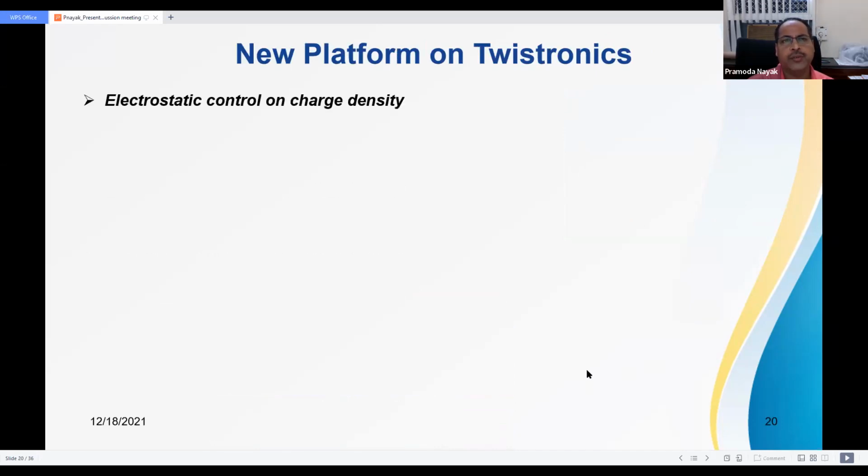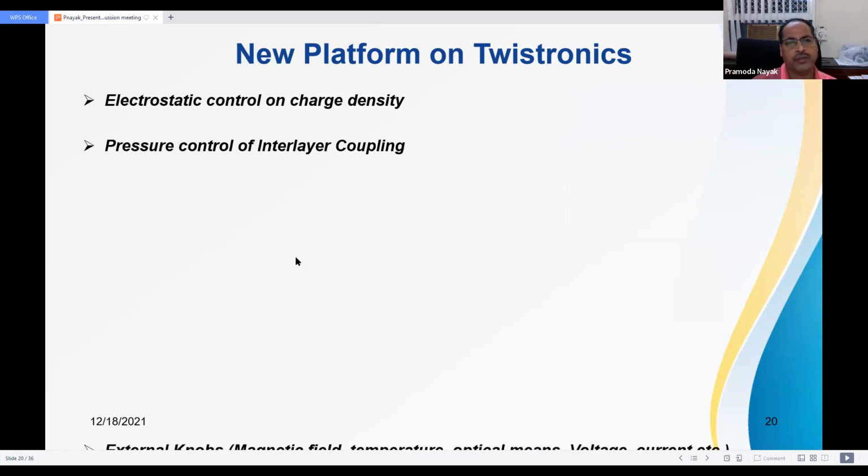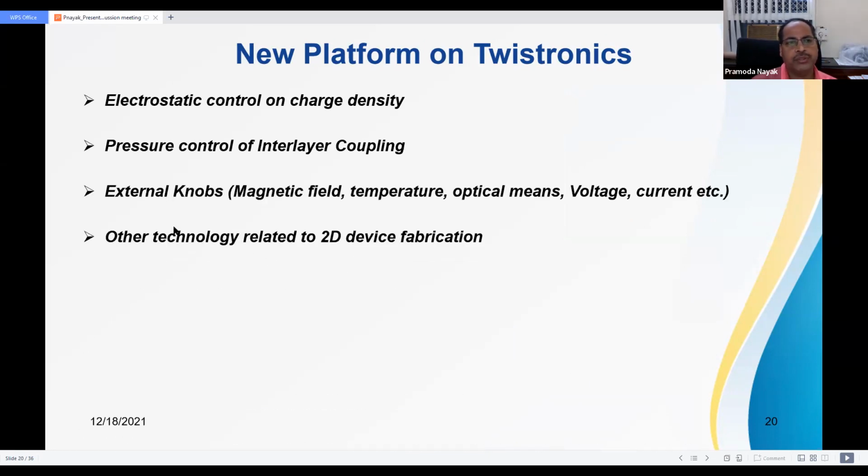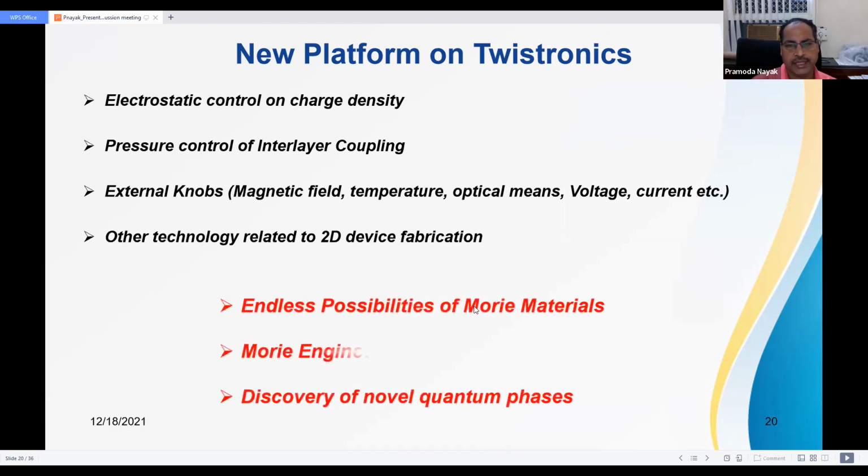And so these are the new platforms in twistronics. You can have electrical control of the charge density. You can apply pressure to control the interlayer coupling. We can use some external knobs like magnetic field, temperature, voltage, current, and other technology related to device fabrication. So there are endless possibilities with these materials, and we can have different discoveries of novel quantum phase materials, and so on.